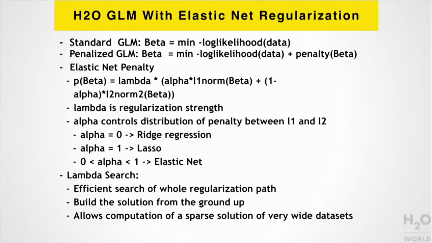As I mentioned before, we have elastic net regularization. It extends the standard GLM by adding a penalty. The penalty in our case is defined similarly to other packages like GLMNet. It's defined via lambda and alpha parameters. Lambda is the regularization strength, and alpha controls the distribution between L1 and L2 penalty. If you set alpha to 0, you get no L1 penalty whatsoever, and it's ridge regression. If you set alpha to 1, it's lasso, and anywhere in between, you get elastic net.